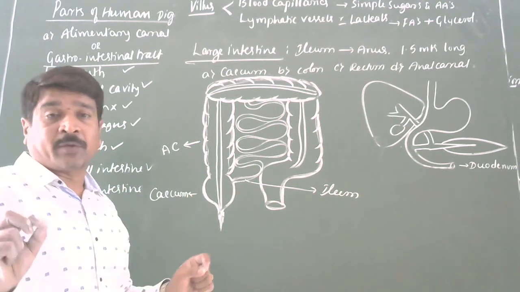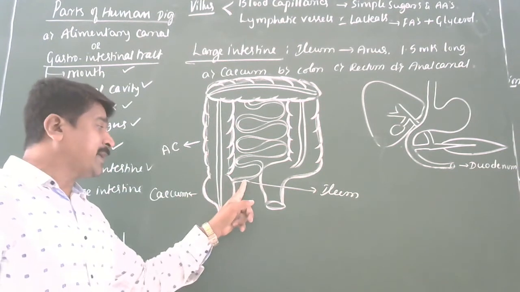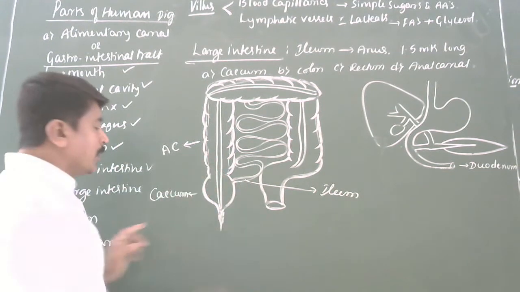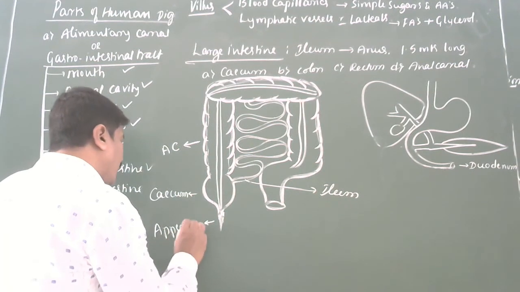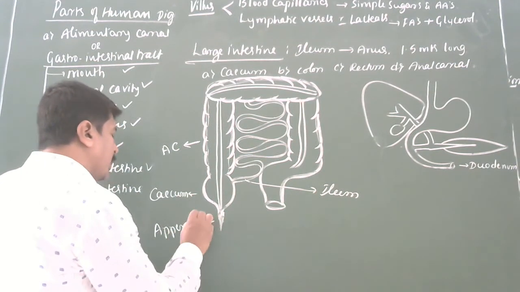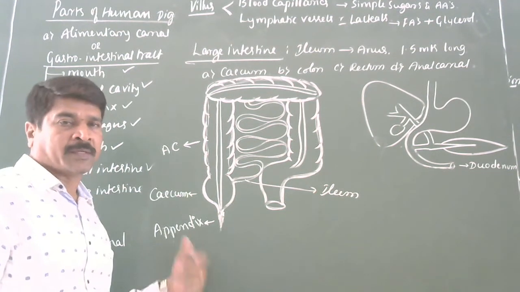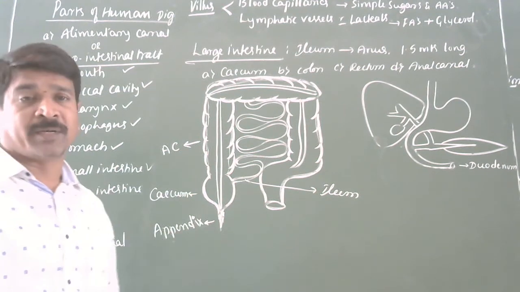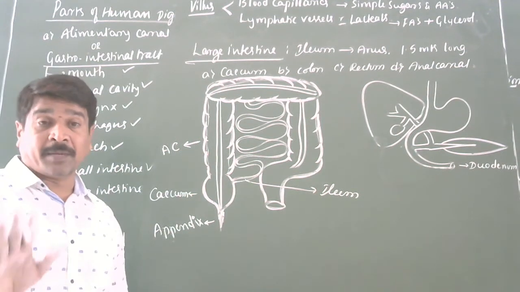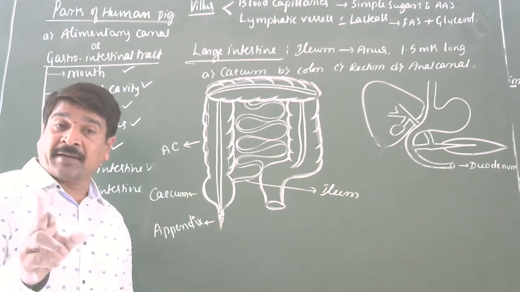That is why we are using the term blind sac. It is a blind sac lying at the junction of the ileum and colon. It is provided with a finger-like projection called the vermiform appendix. It is a vestigial organ having no function in the human body, I mean in digestion. But it is a secondary lymphoid organ.